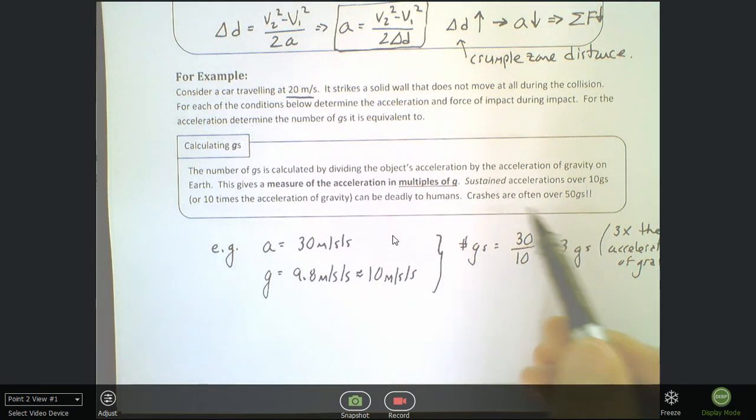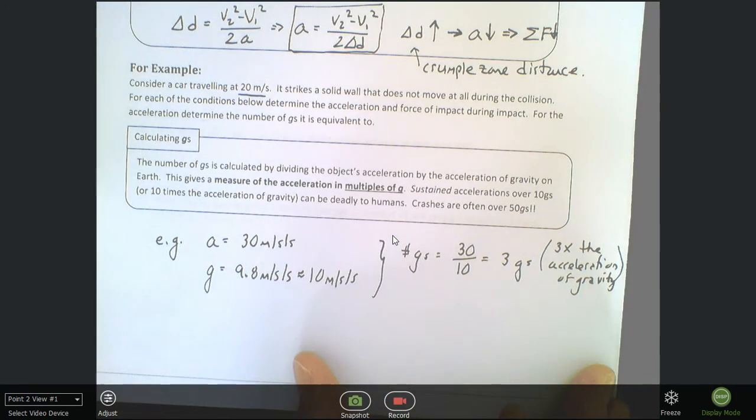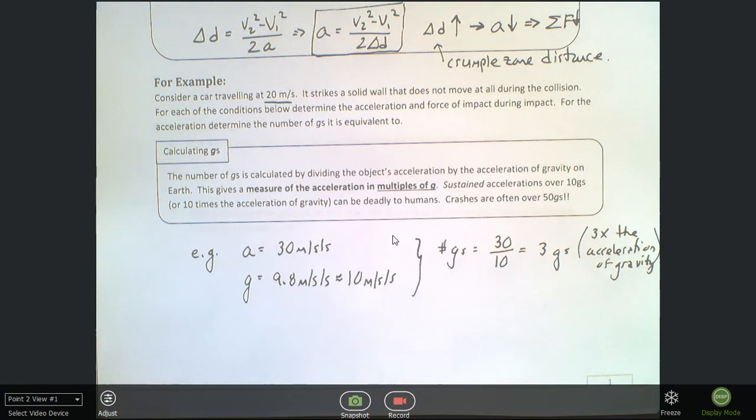And some crashes can occur. You can get over 50 G's of acceleration, which is about 500 meters per second per second, which is deadly. But if you sustain it over a very short period of time, it's sometimes survivable. It's not fun, but it is possible.